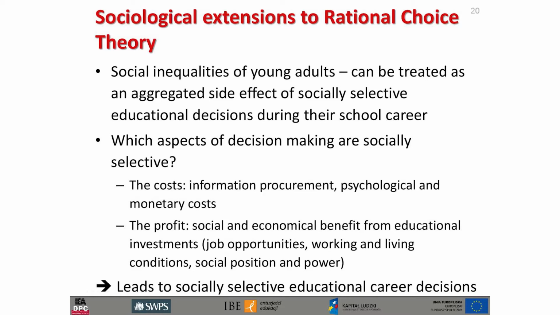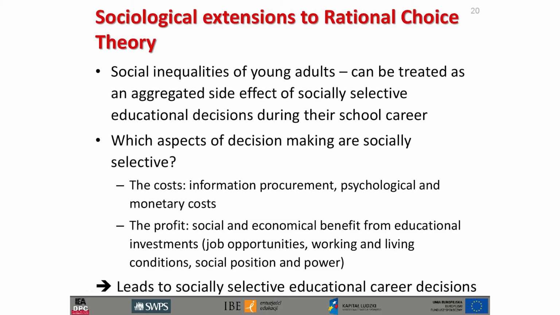Social inequalities of young adults, in this sense, can be treated as an aggregated side effect of socially selective educational decisions during their school career. This is a particular perspective that you can take on social inequalities of young adults. And of course, we can ask which aspects of decision making are socially selective. It is assumed that the costs are socially selective, which means that, for example, the information procurement, psychological and monetary costs.